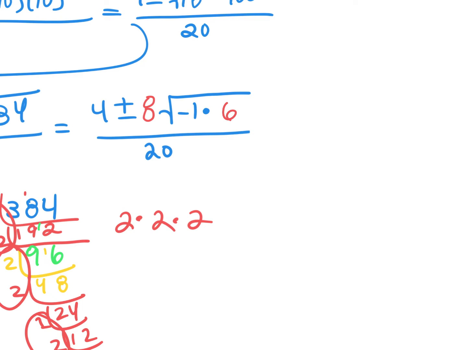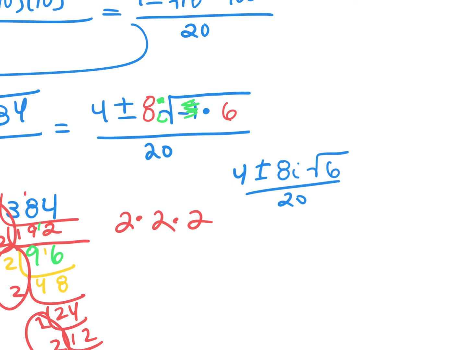I have to take out the i, right? That -1 is still there. I have to cross this out and bring it out here. That's probably the hardest part of this problem, was breaking down -384. So you guys are left with 4 plus or minus 8i radical 6 over 20.